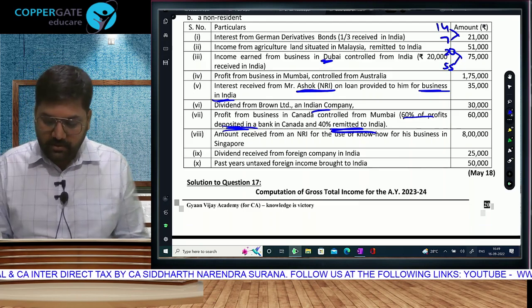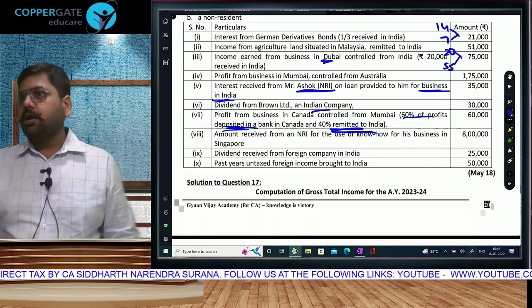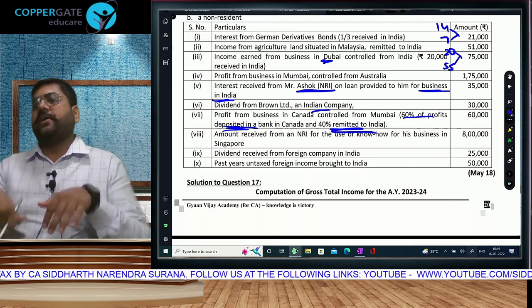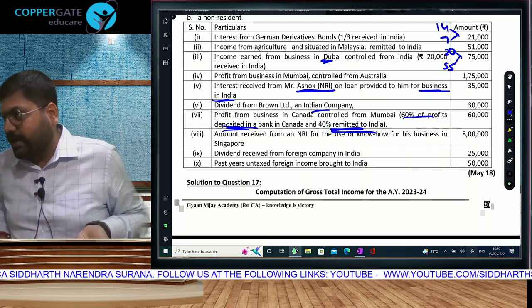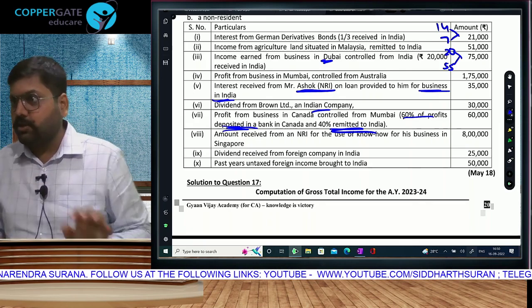Received where? Canada. Business where? Canada. Control from India is affecting only our NOR, which is not asked in the question. If you ask, sir, our NOR hota, so we would have taken it. But here it is not our NOR.